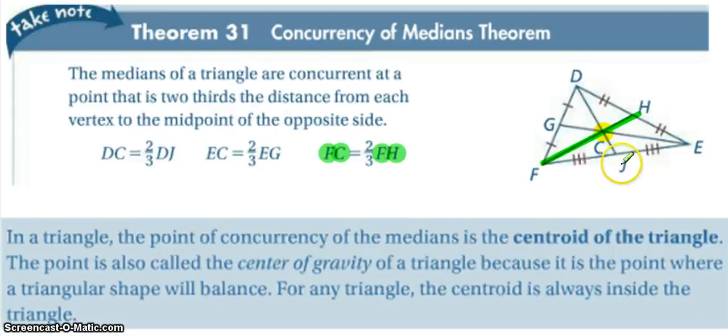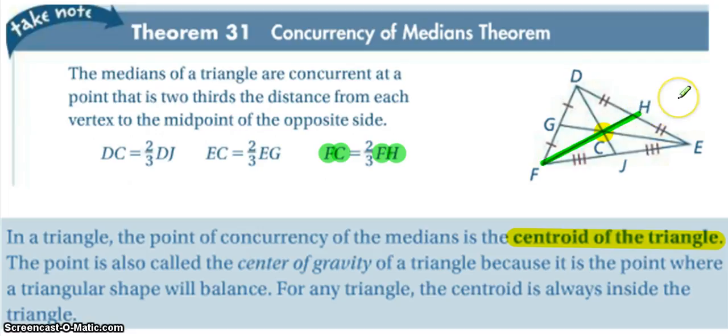Here's the cool thing that happens at this point of concurrency. First off, let's go ahead and give that a name. So that point of concurrency is the centroid of the triangle where all the medians meet. But what happens is it splits my medians. So my median here, FH, if I split it up into FC and CH, FC is 2/3 of the length, while CH is 1/3 of the length.